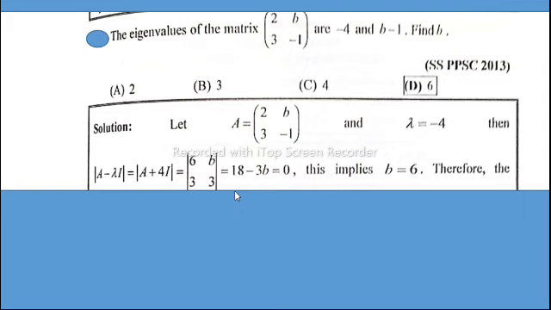So the determinant is 6 times 3, that is 18, minus 3b. So 18 is equal to 3b. Dividing by 3 on both sides, 3 sixes are 18, so b is equal to 6, which is the required solution.